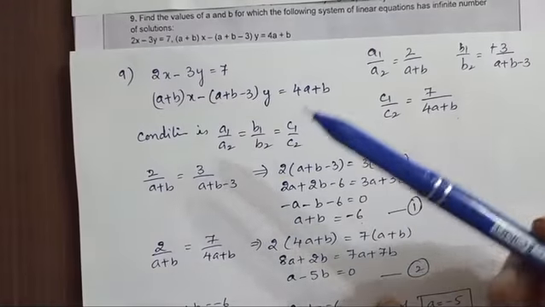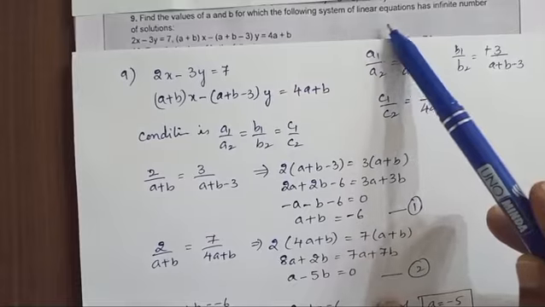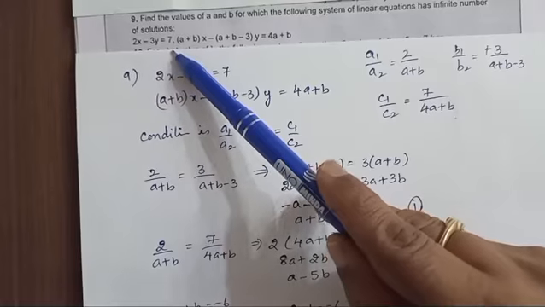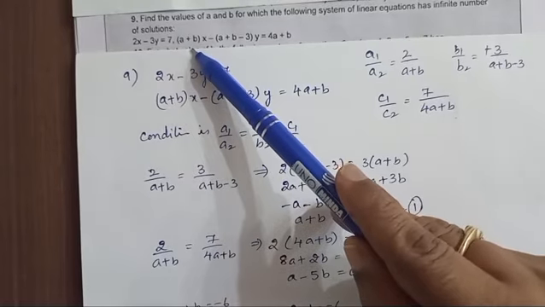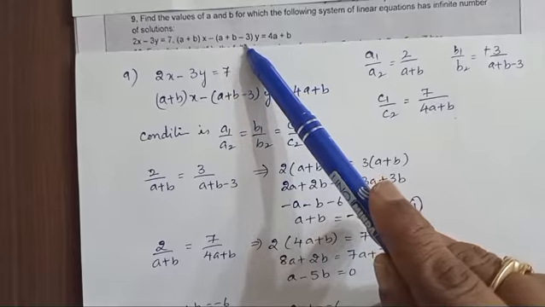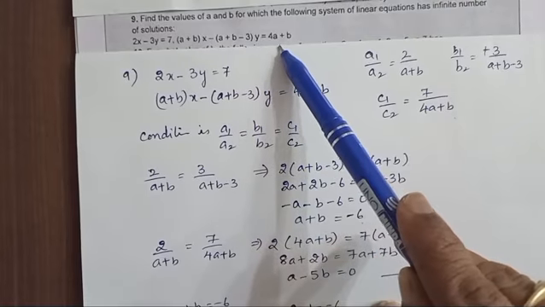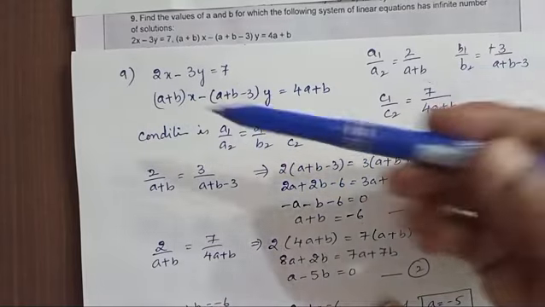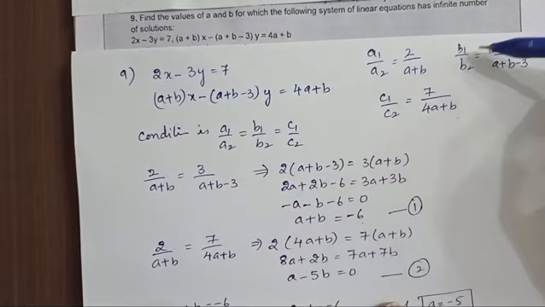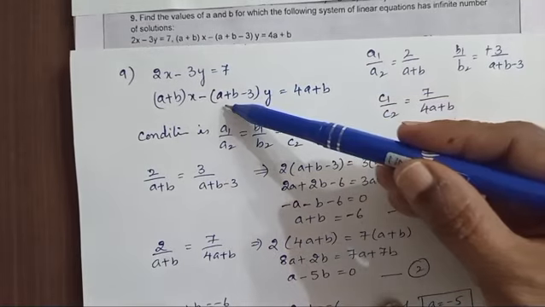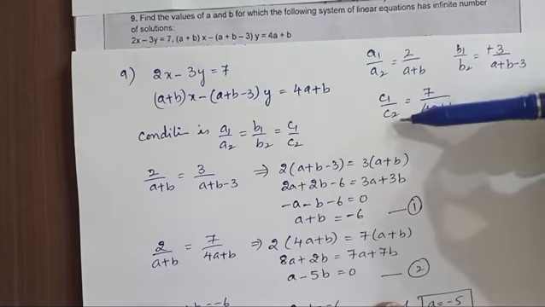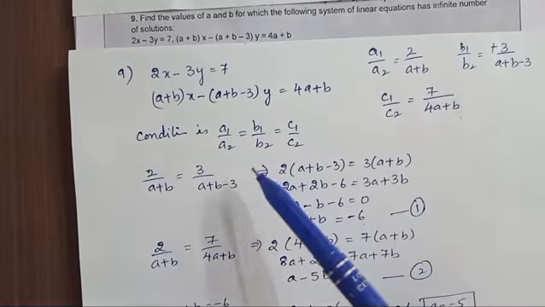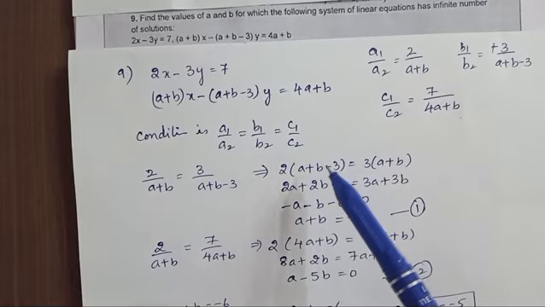Ninth question. Find the values of a and b for which the following system of linear equations has an infinite number of solutions. 2x minus 3y is equal to 7. The second equation is (a plus b) into x minus (a plus b minus 3) into y is equal to 4a plus b. Let us see the ratios. a1 by a2 is equal to 2 by (a plus b). b1 by b2 is equal to 3 by (a plus b minus 3). c1 by c2 is equal to 7 by (4a plus b). Now the condition is a1 by a2 is equal to b1 by b2 is equal to c1 by c2.